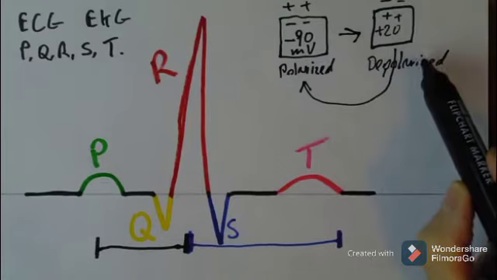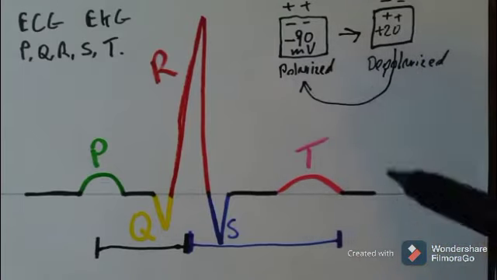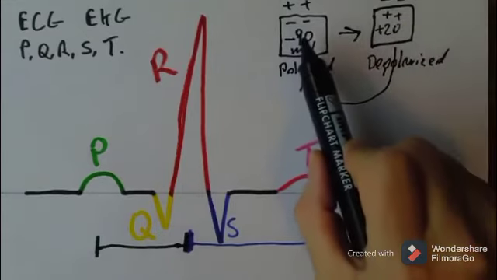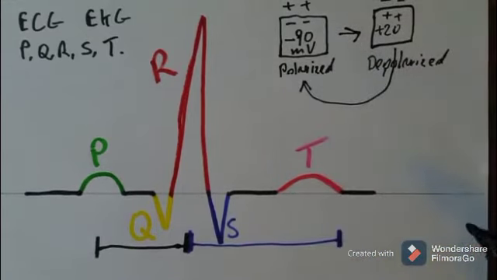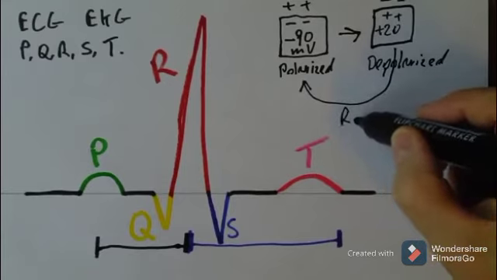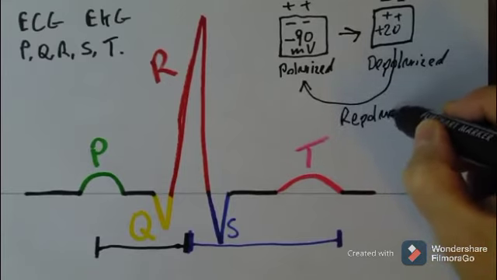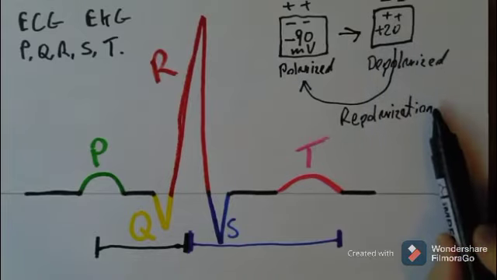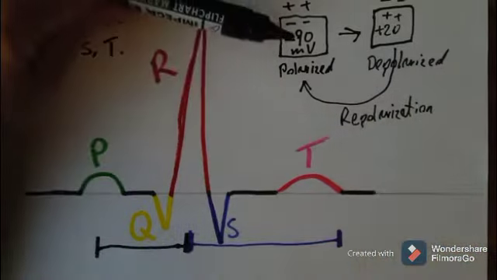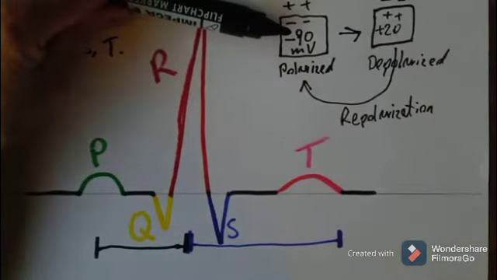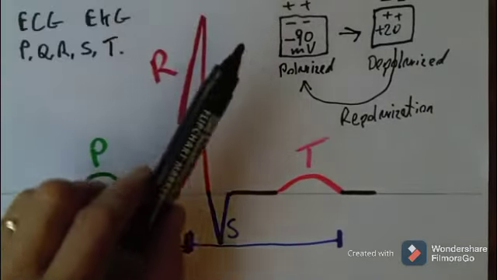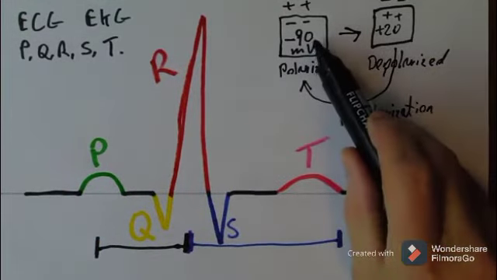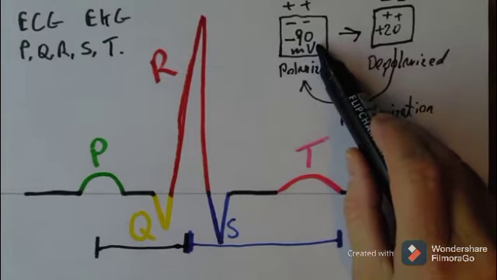The depolarized has to become polarized again. It has to change from being positive on the inside back to being negative on the inside. And that process is called repolarization. Because only when it repolarizes does it become polarized again, because it can only initiate contraction when it changes from being polarized to being depolarized. So we're now in a position where we can have another cardiac contraction.